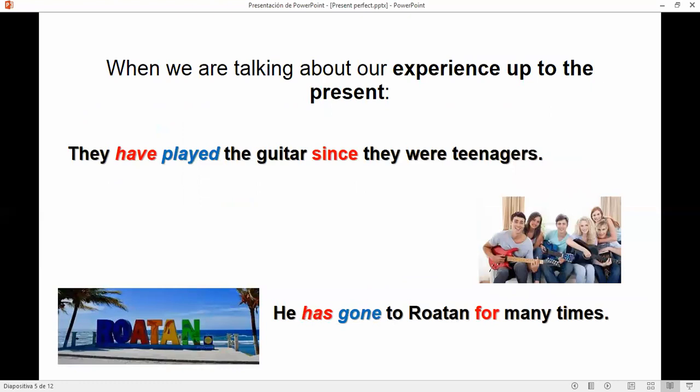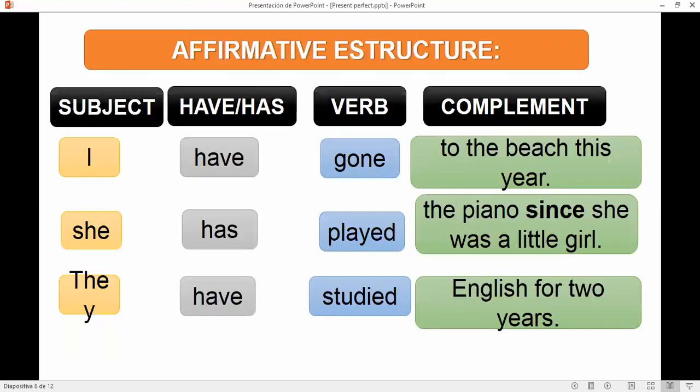Okay, next, Samuel, can you read it, please? Thank you so much. Catherine, example number 1. They have played the guitar since they were teenagers. And he has gone to Roatan many times. Very good.